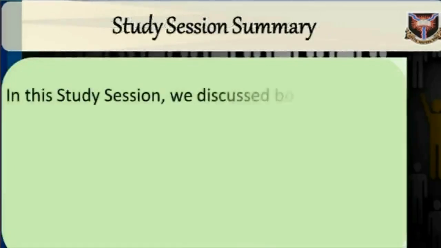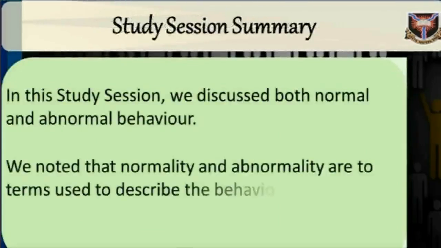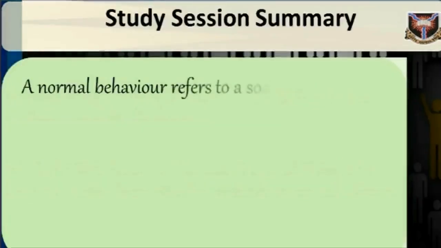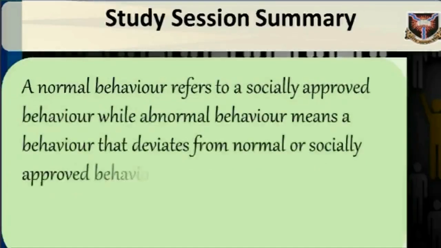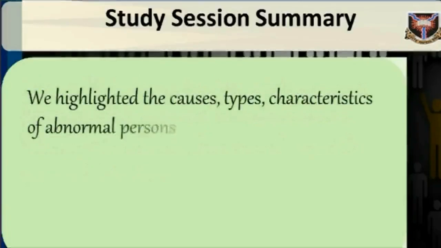Study session summary. In this study session, we discussed both normal and abnormal behavior. We noted that normality and abnormality are two terms used to describe the behavior of individuals. A normal behavior refers to a socially approved behavior, while abnormal behavior means a behavior that deviates from normal or socially approved behavior. We highlighted the causes, types, and characteristics of abnormal persons.